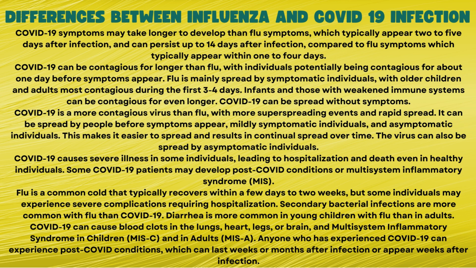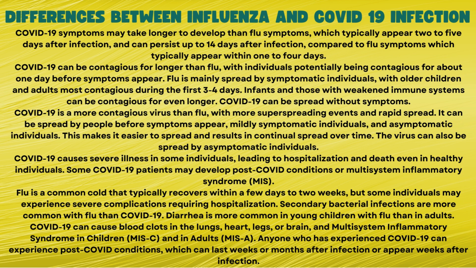COVID-19 is a more contagious virus than flu, with more super-spreading events and rapid spread. It can be spread by people before symptoms appear, mildly symptomatic individuals, and asymptomatic individuals. This makes it easier to spread and results in continual spread over time. The virus can also be spread by asymptomatic individuals. COVID-19 causes severe illness in some individuals, leading to hospitalization and death even in healthy individuals. Some COVID-19 patients may develop post-COVID conditions or multisystem inflammatory syndrome, MIS.